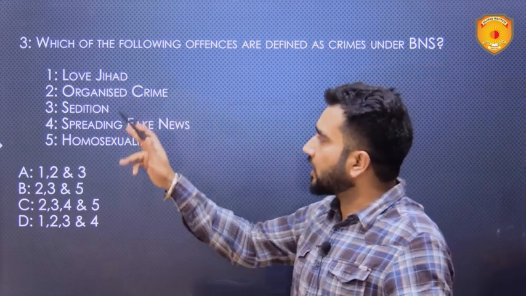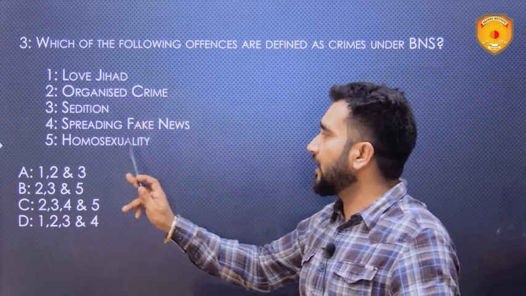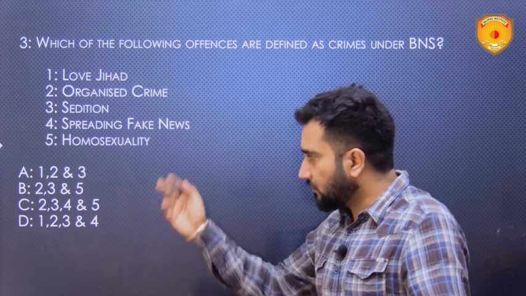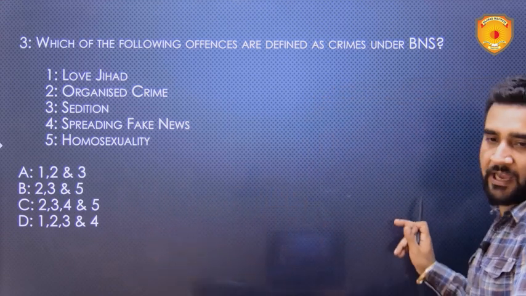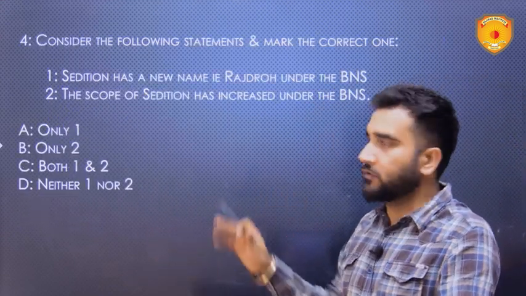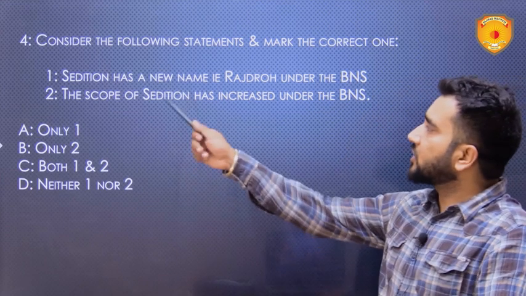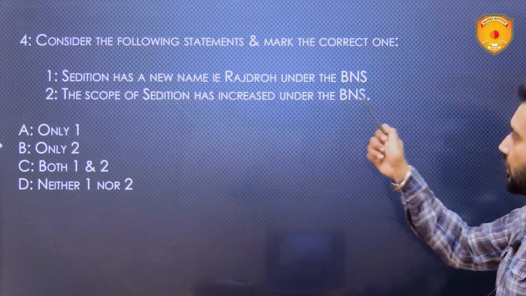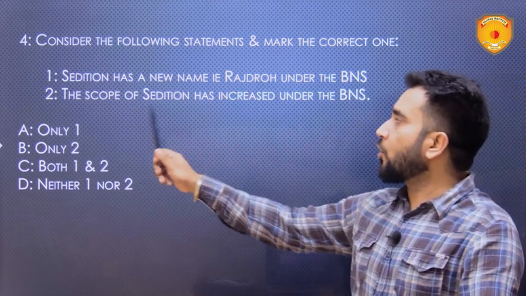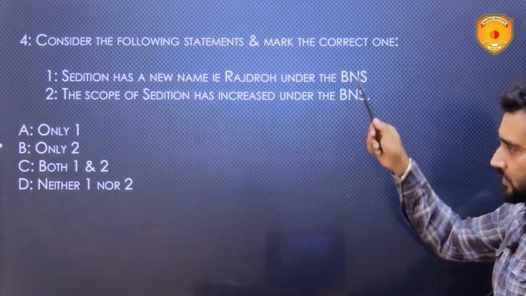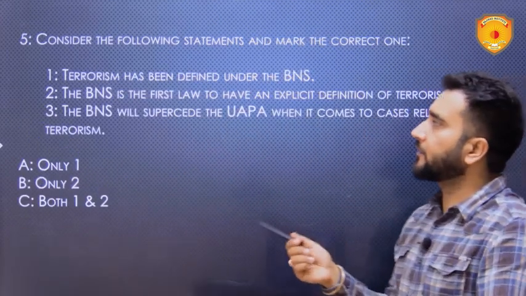Love jihad, organized crime, sedition, spreading fake news, homosexuality. You have to find the correct combination. Not difficult, I would say. Fourth question, consider the following statements and mark the correct one. Sedition has a new name, that is Rajdroh under the Bhartiya Nyay Sanhita. The scope of sedition has increased under the BNS. Which of these statements are correct?